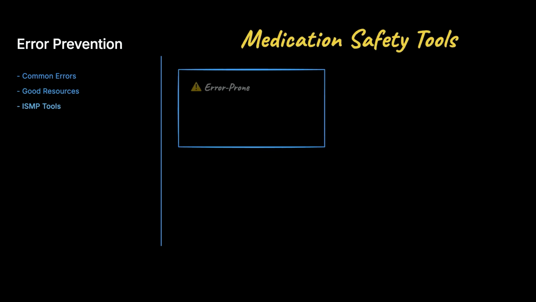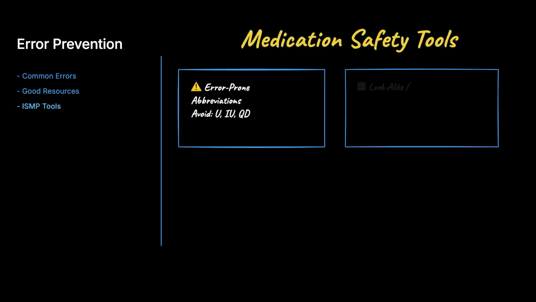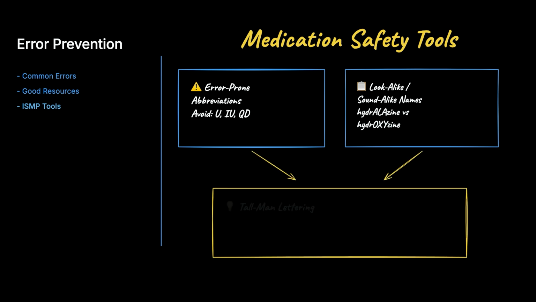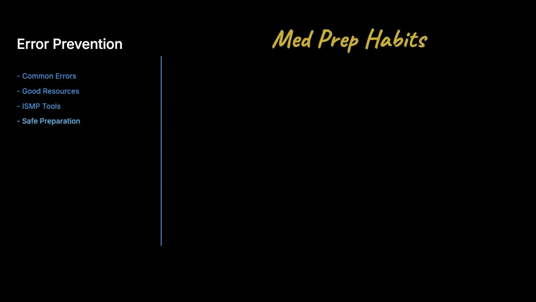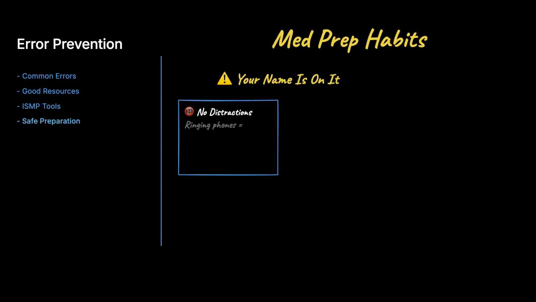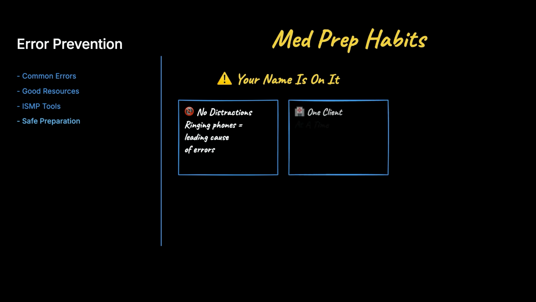A safety organization called the Institute for Safe Medication Practices gives us powerful tools. They maintain a list of error-prone abbreviations to avoid, and a list of look-alike, sound-alike drug names that are easily confused. To prevent mix-ups, certain letters are written in capitals, a method called tall man lettering, so similar names stand apart clearly.